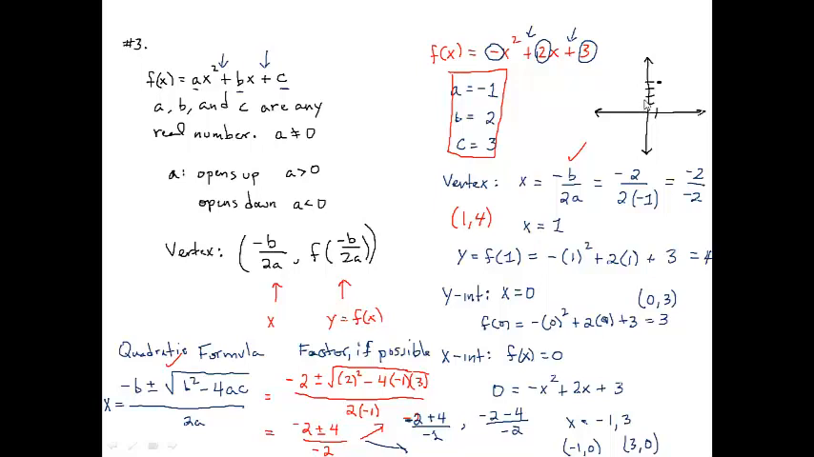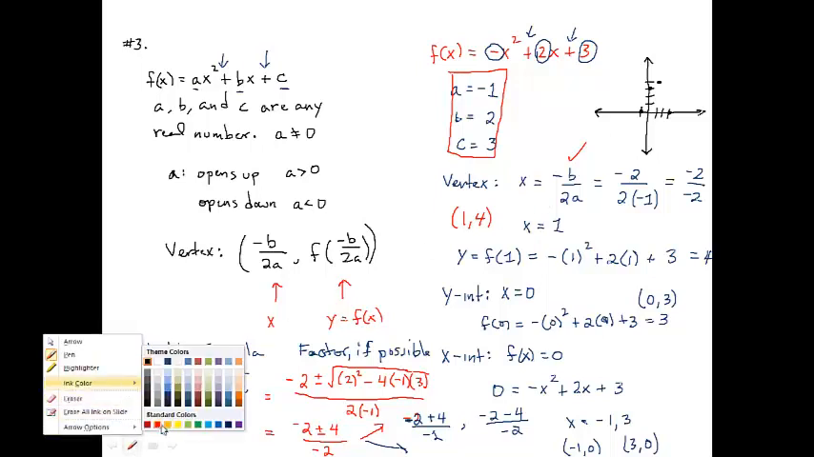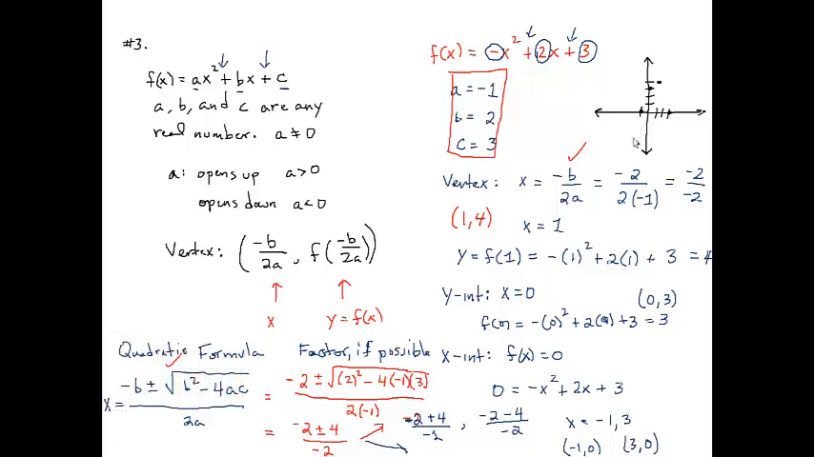I have my y-intercept at 0, 3. My x-intercept at negative 1, 0. And the other one is at 3, 0. Well, that looks better. Alright, so let's connect. And it opens down just as it said it would because a is negative.